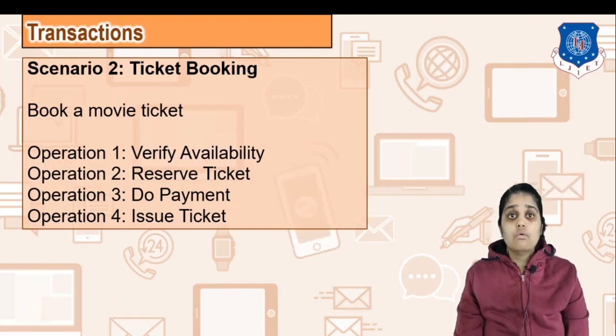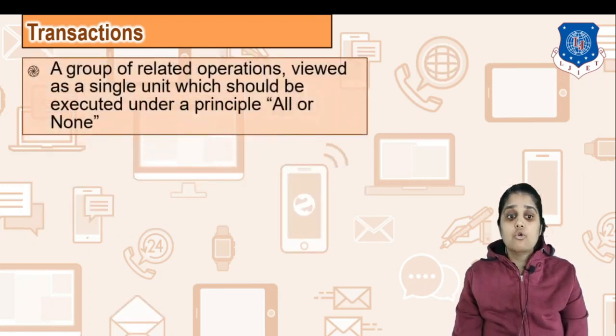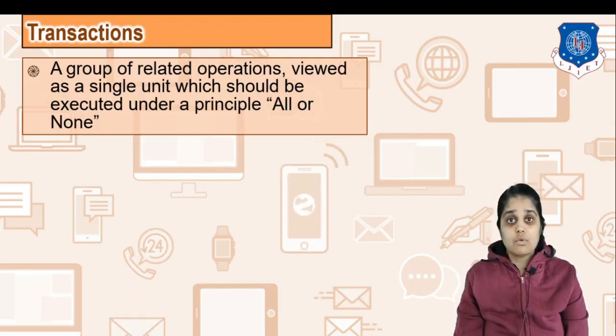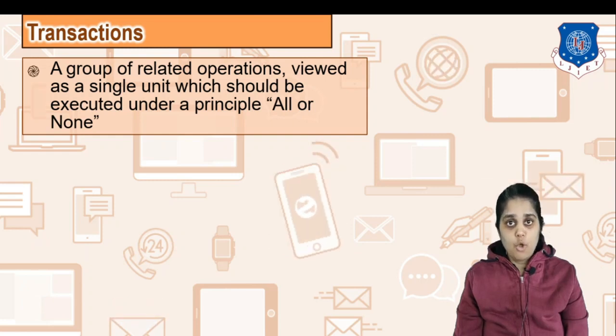So we need to manage such kinds of operations, and this is all about transactions. A transaction is a group of related operations. As we saw, in case 1 we had 2 operations and in case 2 we had 4 operations. So it is nothing but a group of related operations.